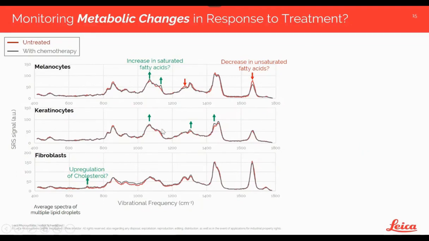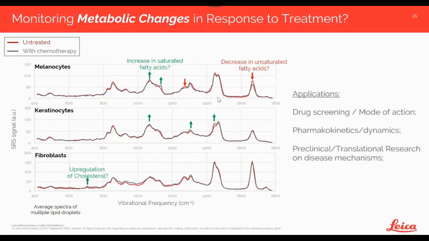We also do see smaller changes in the spectra of the keratinocytes and also some minor differences in the fibroblasts, but the majority of the changes is really observed in the melanoma cells as expected. So we really think that this points to the possibility of applying label-free vibrational imaging to treatment monitoring, to perform drug screening, to understand mode of action, pharmacokinetics and dynamics, and in general, for preclinical and translational research.